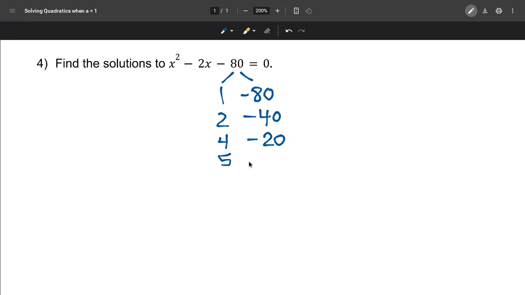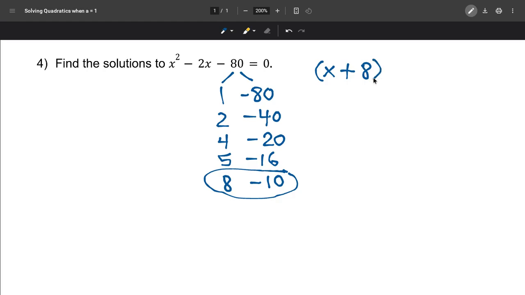I could do positive 5 times negative 16. Getting closer, those add to negative 11, but not negative 2. But if I do 8 times negative 10, well, these two numbers multiply to negative 80 and add to negative 2. So I'm going to select these two numbers. And I'm going to write my factored form as x plus 8 times x minus 10. And that equals 0.